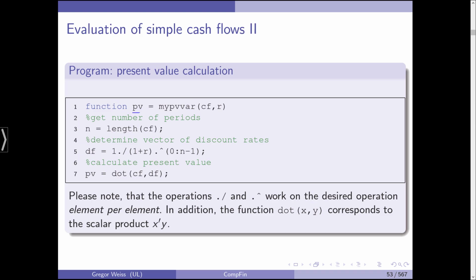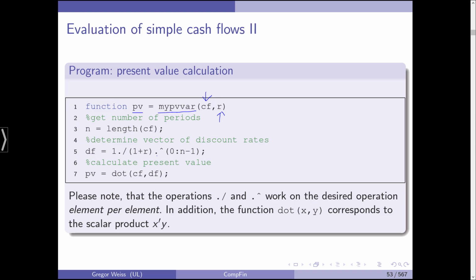It's a function. It gives us the output PV. The function is called myPVvar. It has as inputs the cash flow stream vector and an interest rate R. And now we first get the number of periods, n, as the length of this vector.